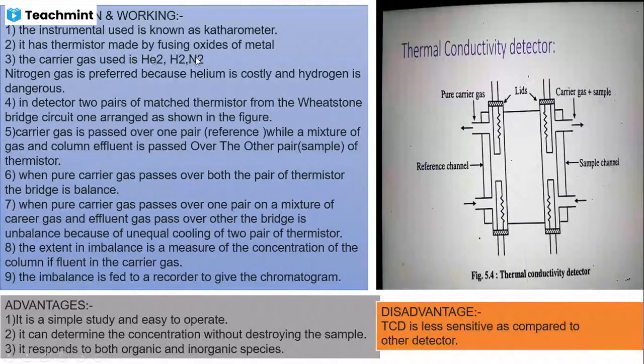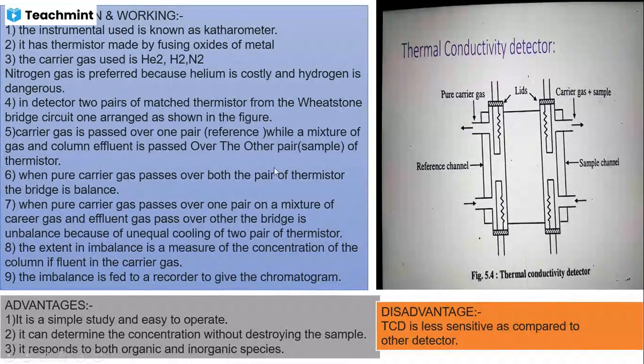It has thermistor made by fusing oxides of the metal. The carrier gas used is helium, hydrogen, or nitrogen. Nitrogen gas is preferred because helium is costly and hydrogen is dangerous. In the detector, two pairs of matched thermistors form the Wheatstone bridge circuit, arranged as shown in the figure.